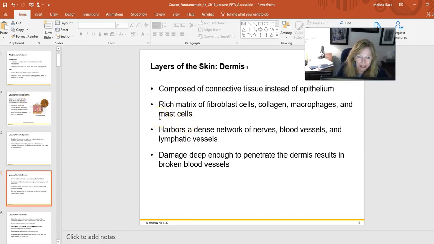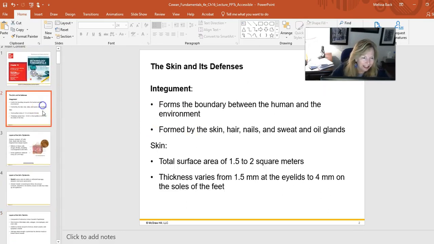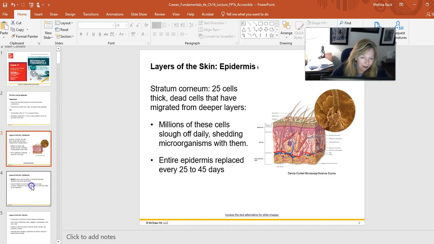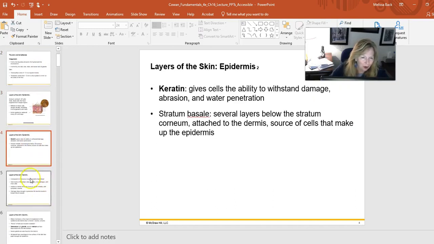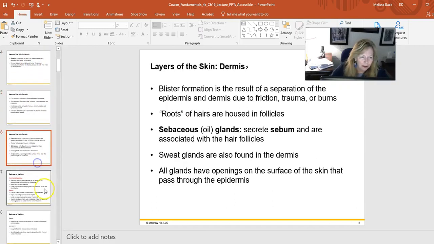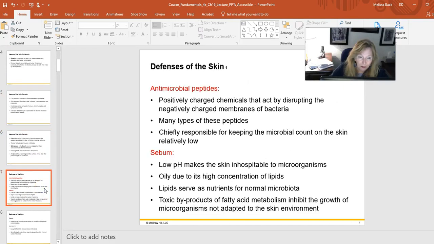and these multiple layers, and those of the dermis too, are all protective for us. We learned a lot about the skin in anatomy and physiology, which most of you have had. This beginning goes a little bit over the anatomy, but the defenses and the chemicals we'll go ahead and touch on.